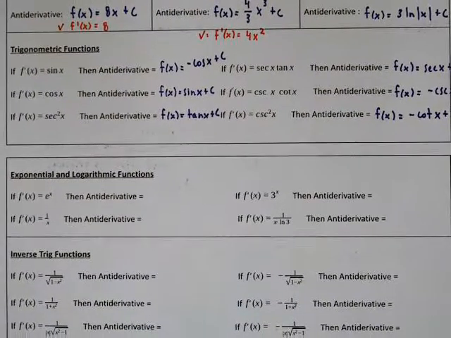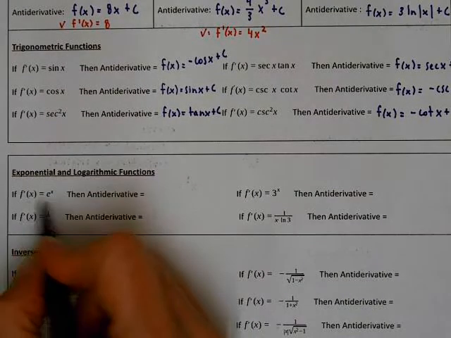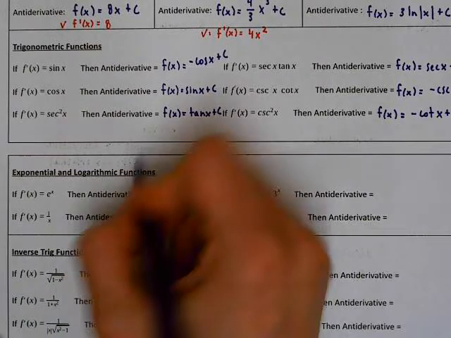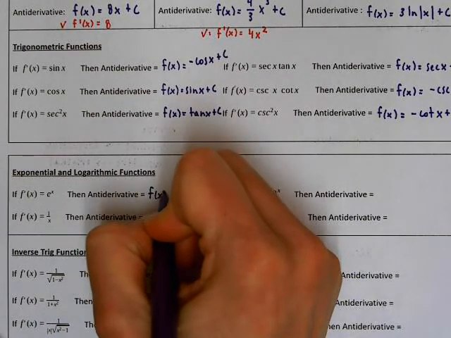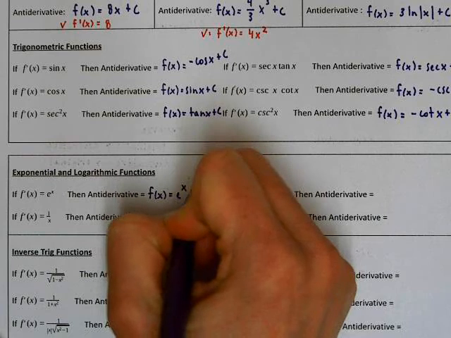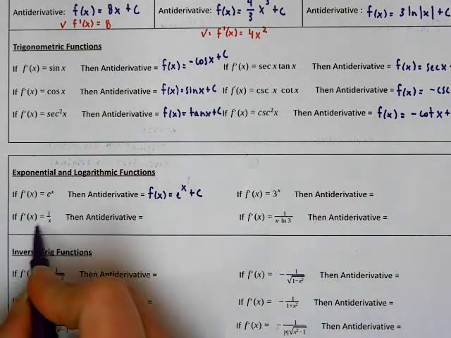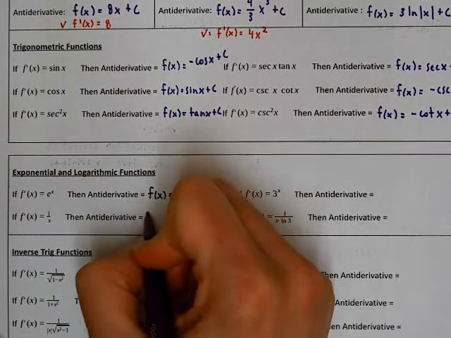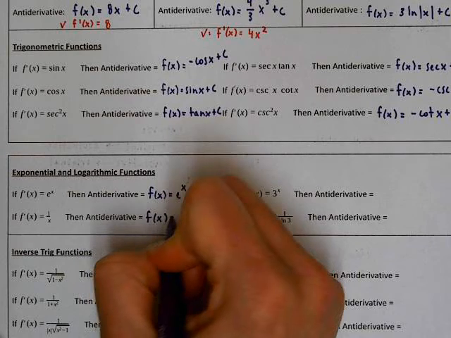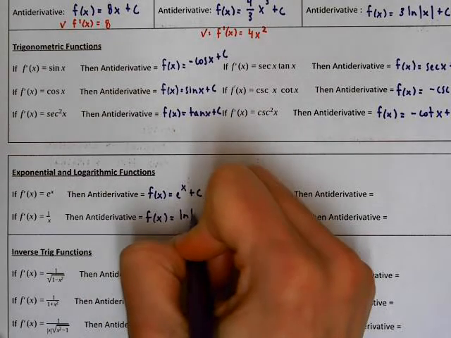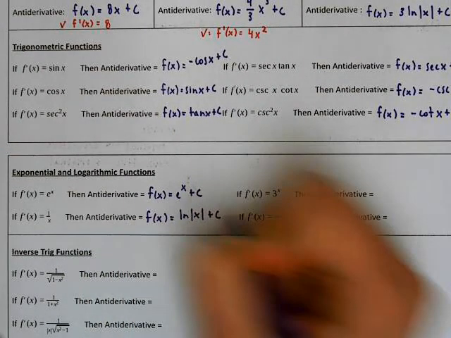All right, exponential and logarithmic functions. Here's an easy one. If my derivative is e to the x, my original function is e to the x plus c. If I have 1 over x, we talked about this, my antiderivative is the natural log of the absolute value of x plus c.